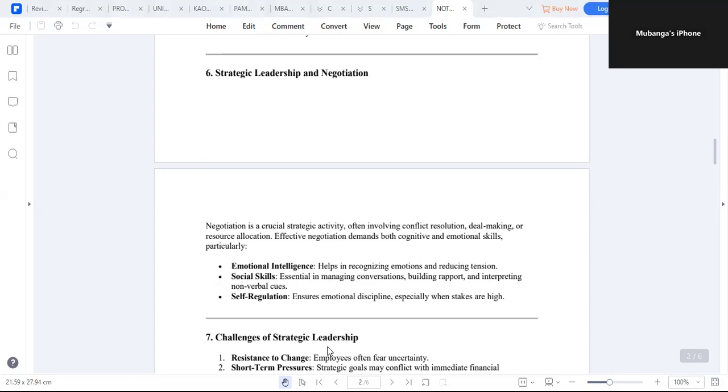I think negotiation in strategic leadership is important, especially where there are decisions that need to be made, let's say in allocating resources, and resolving conflicts within the organization or with other stakeholders like customers. Also securing deals. Exactly. So negotiation is very important in strategic leadership.